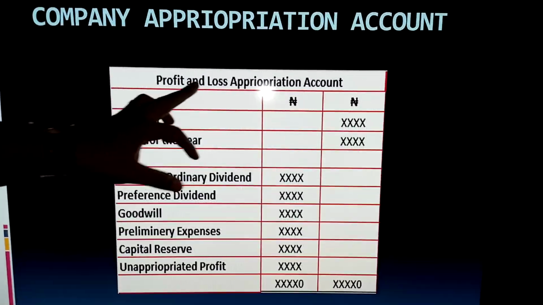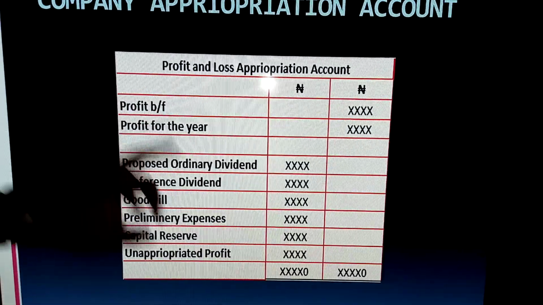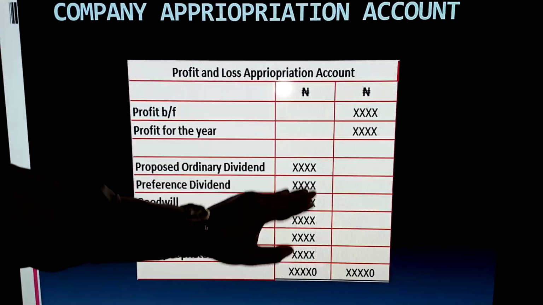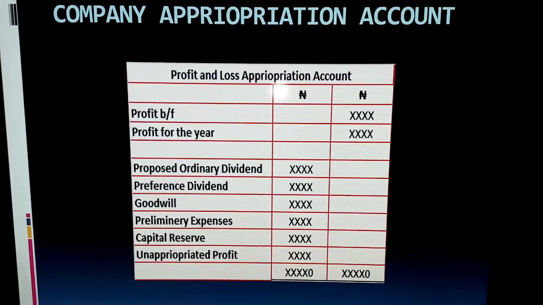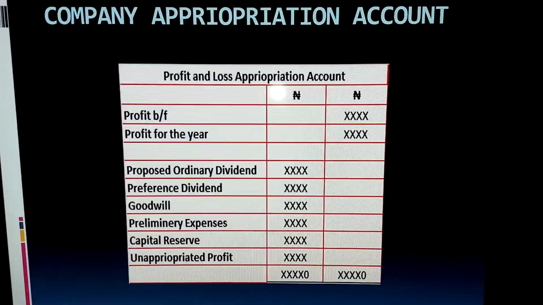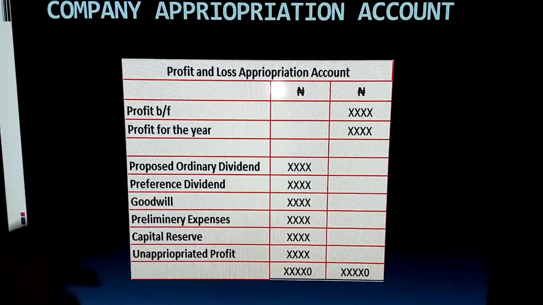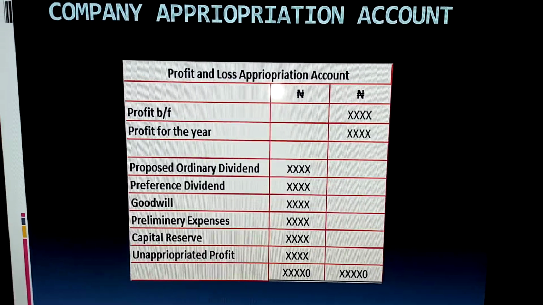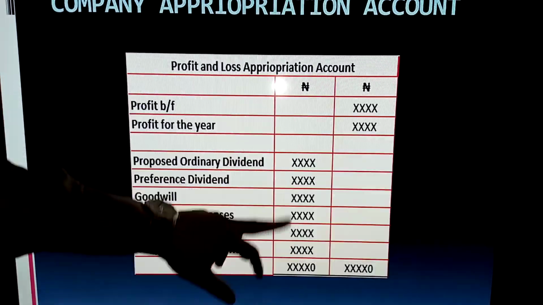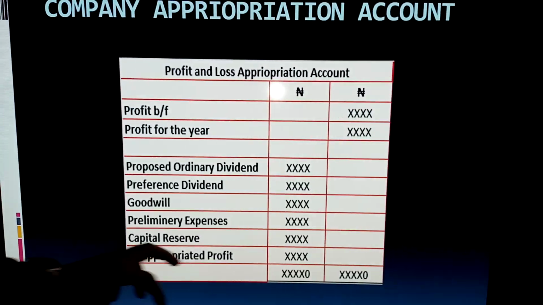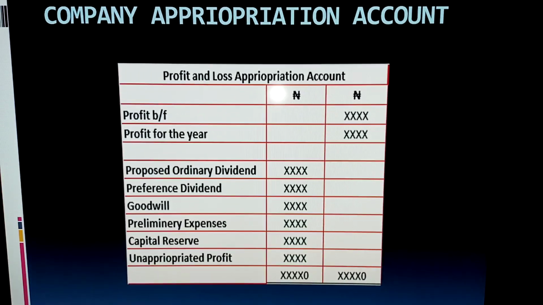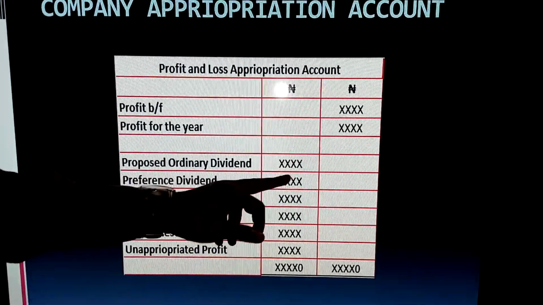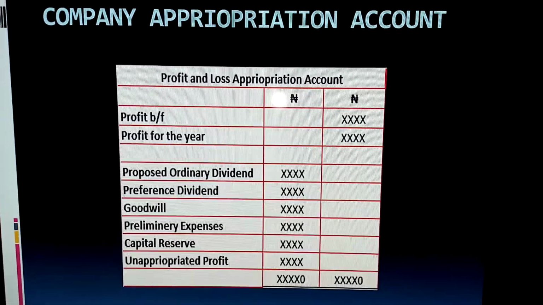So this is what I'm saying: the profit and loss appropriation account. We have profit brought forward. This is it. Profit for the year. This is it. When you add them together, you now share it according to what the board of directors have decided. They can say, let us pay ordinary shareholders their dividend. You pay them. Let us pay preference shareholders their dividend. You pay them. Let us write off goodwill. Let us pay preliminary expenses. Let's take some to capital reserve or whatever reserve they call it. By the time you take all this out of the profit, whatever is left is what we call the unappropriated profit or undistributed profit. So basically, you made a profit, you had a meeting with the directors, you agreed to spend it in this way, and whatever is left is called the unappropriated profit.